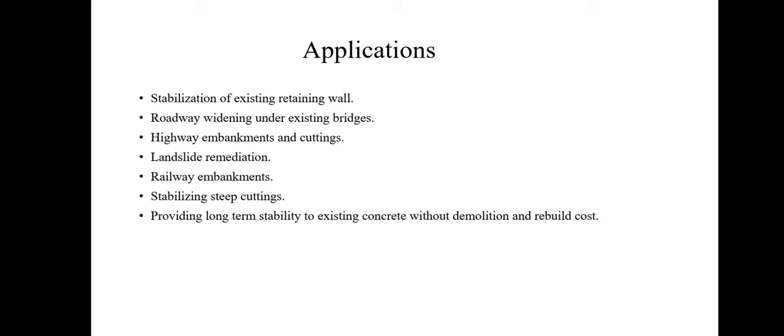So, moving on to our next slide. There are some applications of soil nailing: stabilization of existing retaining walls, highway embankments and cuttings, railway embankment stabilization, and steep cuttings. It also provides long-term stability to existing concrete without demolition and rebuild cost. It is also used for railway embankments, etc.